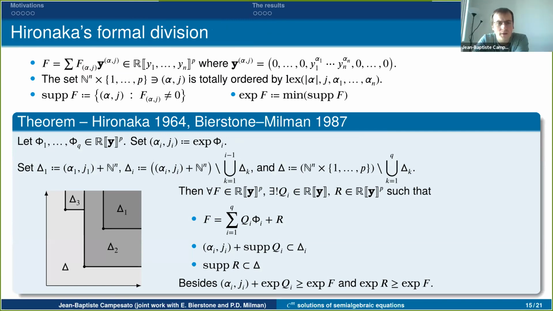There are some interesting consequences of this. It's a very interesting theorem, this Hironaka's formal division. I think that, for instance, we can obtain an elementary proof of the Artin-Rees lemma for power series. So that's something which is very powerful. Okay, thanks.